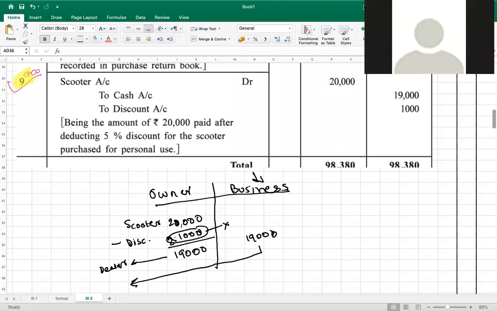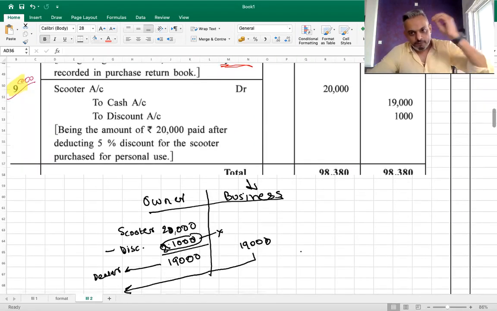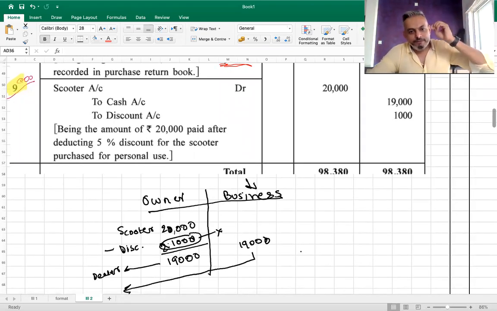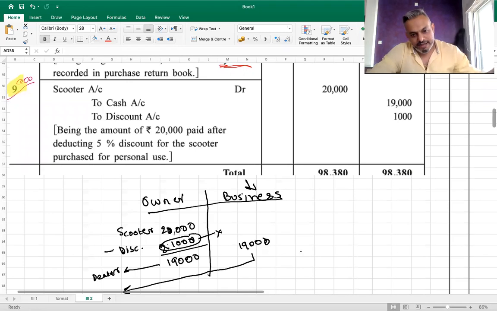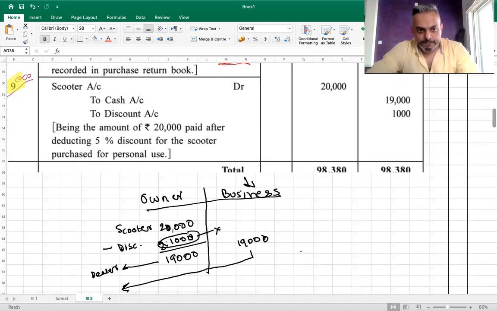Tithi? यस यस। गॉट इट? कि 20,000 का स्कूटर था और 5% डिस्काउंट लेके हमने पे कर दिया, बट यहाँ पे ये स्कूटर वॉज फॉर पर्सनल यूज। तो ओनर बिजनेस में से कितना रुपीस गया? बिजनेस में से 19,000 गया। कौन लेके गया ये 19,000? ओनर लेके गया स्कूटर खरीदने के लिए, जो 20 का था, 21 का था, 25 का था, पर ओनर ने 19,000 बिजनेस से लिए। तो बिजनेस के लिए ओनर इज द रिसीवर फॉर 19,000 एंड कैश गोज आउट। गॉट इट?